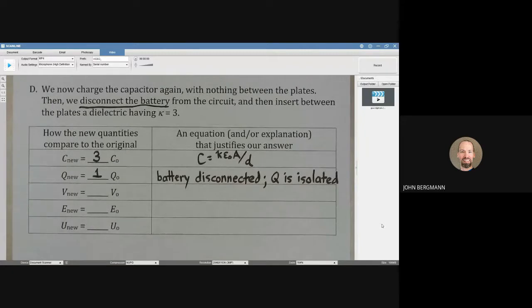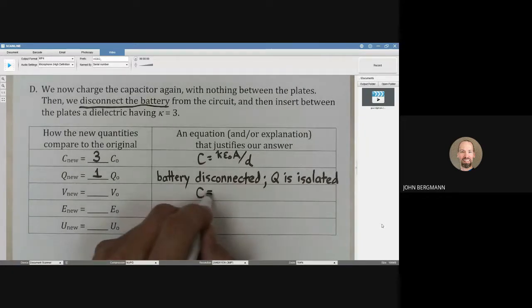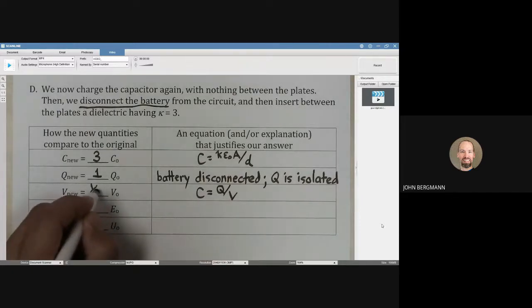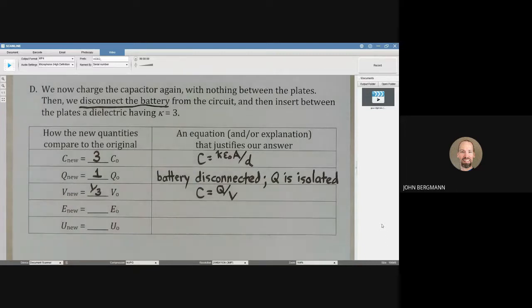What about the new voltage between the plates? Let's see. If we look at that equation right there, what would this tell us? The capacitance has gone up by a factor of 3. The charge has stayed the same. So that means that the potential must have changed to 1/3 of what it was. Isn't that true? If I put a 3 here for capacitance and I've got a 1 for the charge, then the voltage has to be 1/3 of what it was. So the potential between the plates has dropped by a factor of 3.